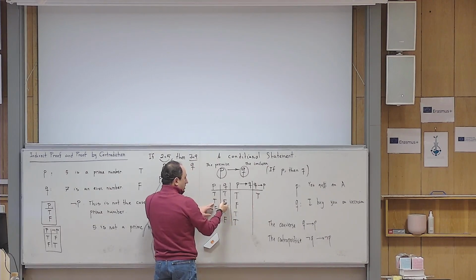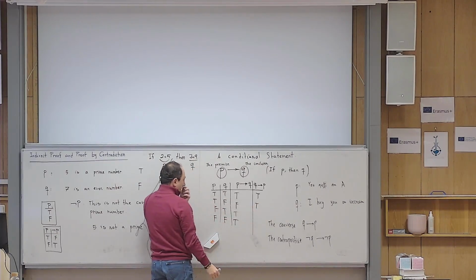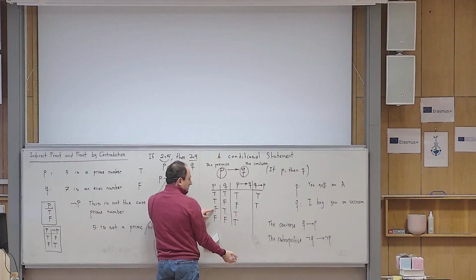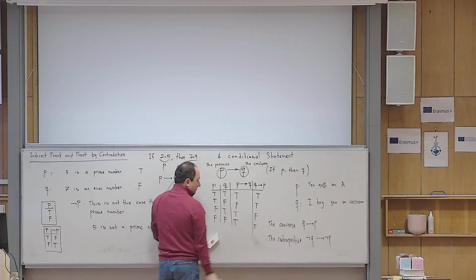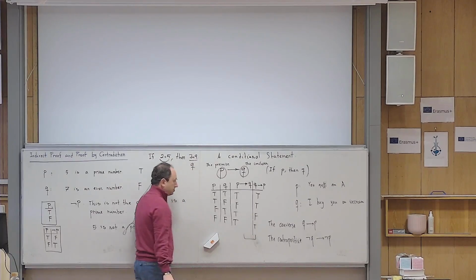Here, F comes first, be careful, and T comes second. The answer is T again. But here, T comes first, F comes second. The answer is F. And then here, F, F is again T. Yes? And now compare these two columns.